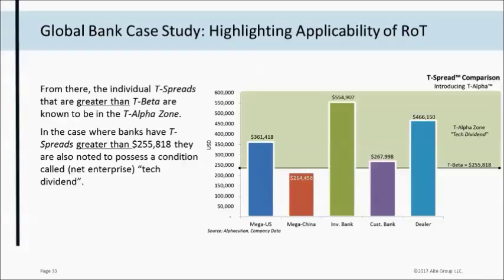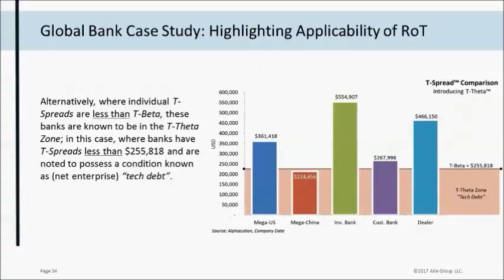It doesn't mean that every business in that organization is performing optimally. It just means that the sum of the businesses summarized up to the enterprise level and compared with peers and competitors is in this T-alpha zone, which is anything where the T-spread is greater than the T-beta. And similarly, again, our option folks out there will understand this as well. If I've got T-theta, I've got decay, I've got net enterprise legacy, that's like tech debt relative to the benchmark.